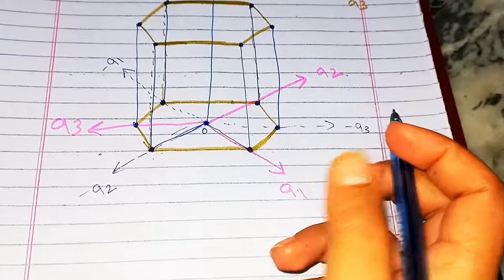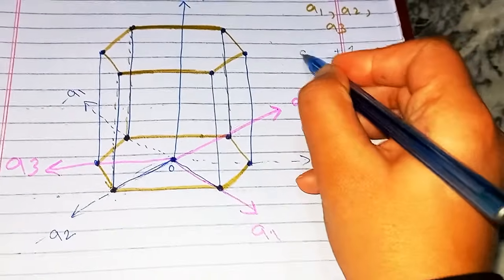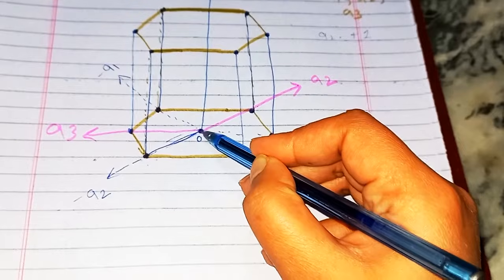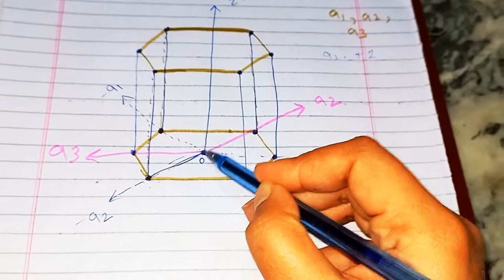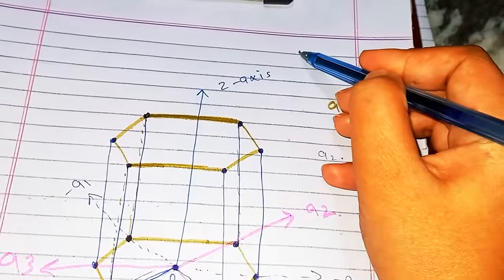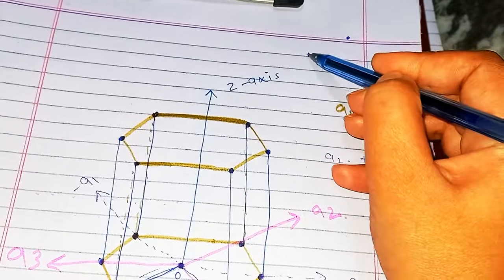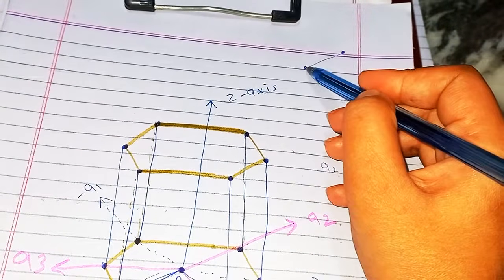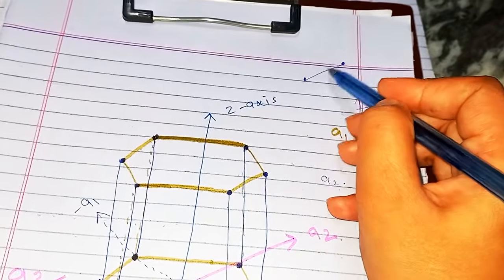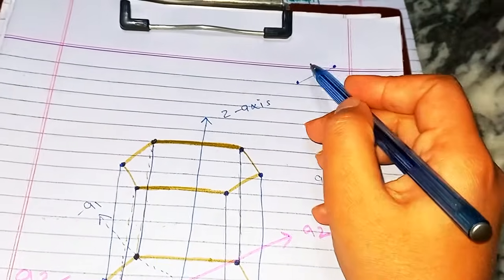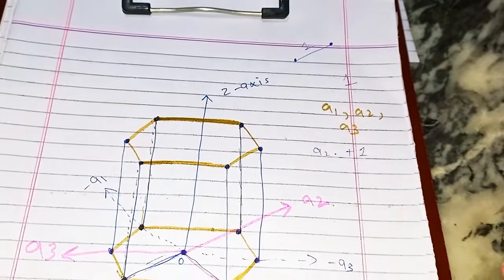So A2 intercept is positive 1. It means starting from origin, we'll move along positive A2 direction. So what does 1 mean? 1 means from one corner to the other corner of the unit cell along axis direction. All the lengths which are from one corner to the other corner of the unit cell, which is parallel to at least one axis direction, will be taken as 1.